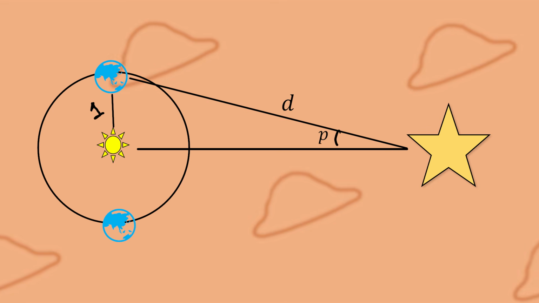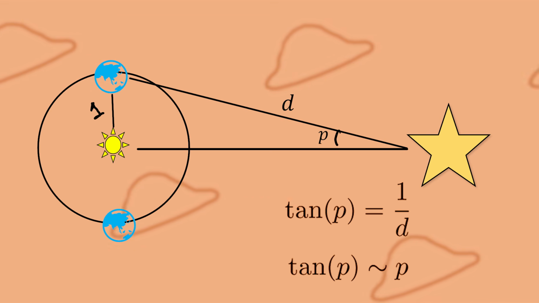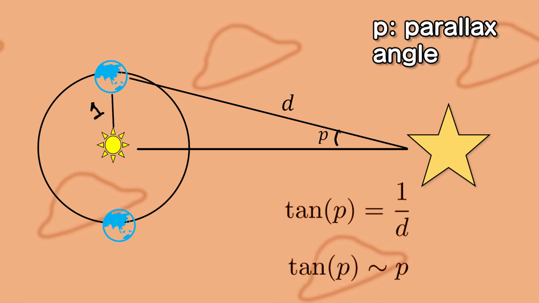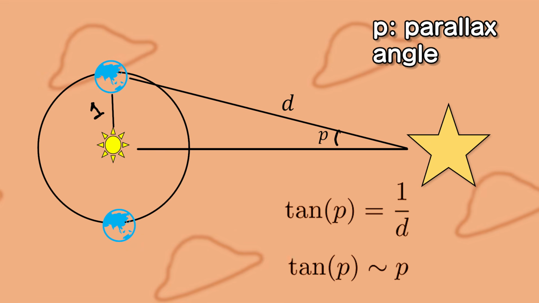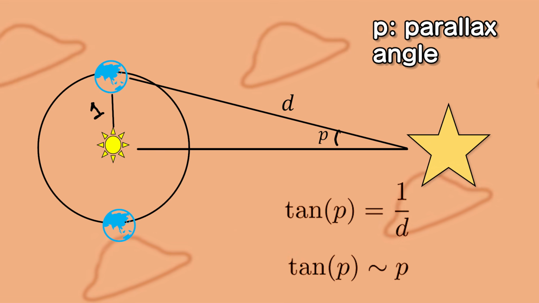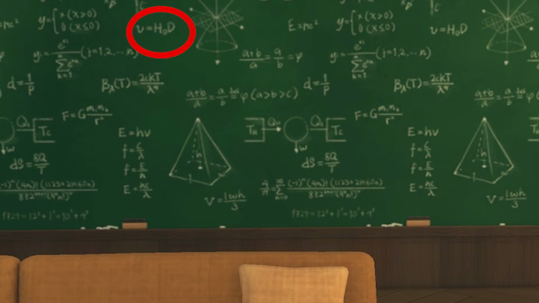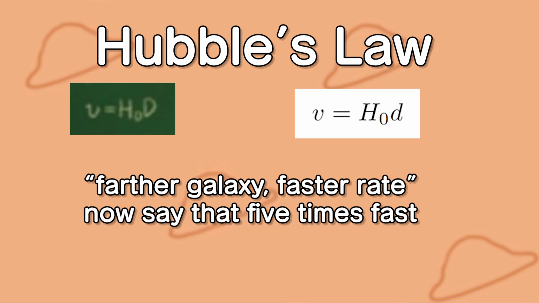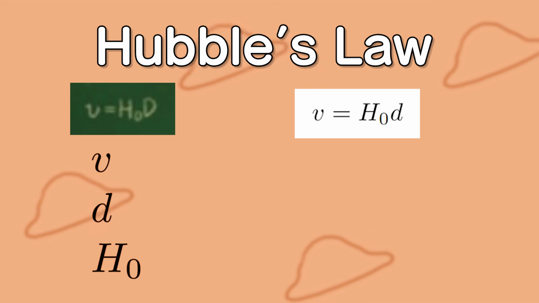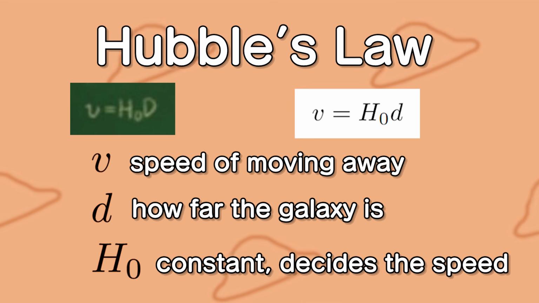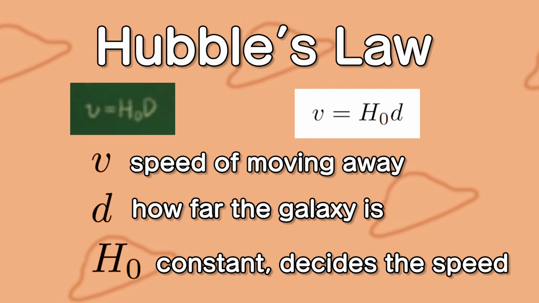With a little bit of trigonometry and using the small angle approximation, we can derive this formula. P is called the parallax angle as shown in the picture, and the d is the distance to the star. The one in the numerator has units of astronomical units, where one astronomical unit is the average radius of the Earth's orbit. And here's Hubble's law, which says that farther away galaxies move away at a faster rate. Here v is how fast the galaxy is moving away, and d is the distance from us. H0 is some constant parameter which dictates how fast the galaxies move away.